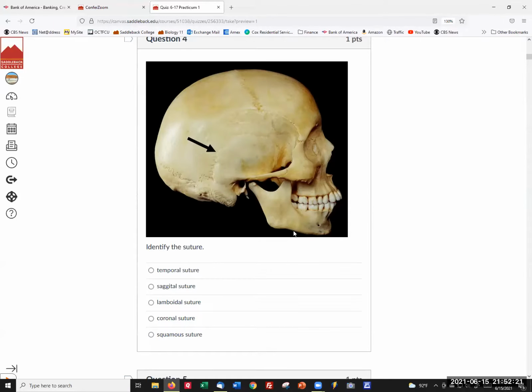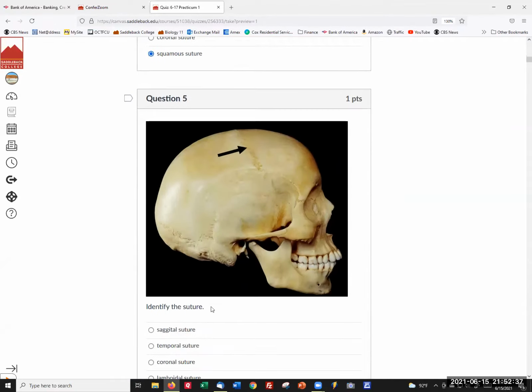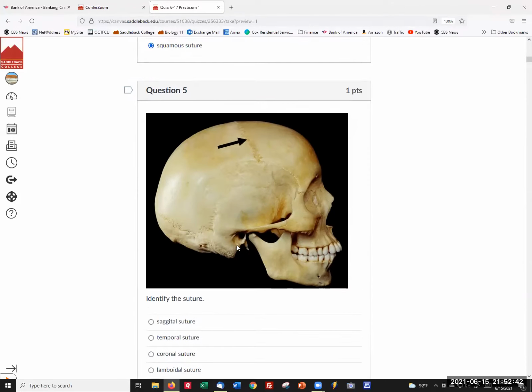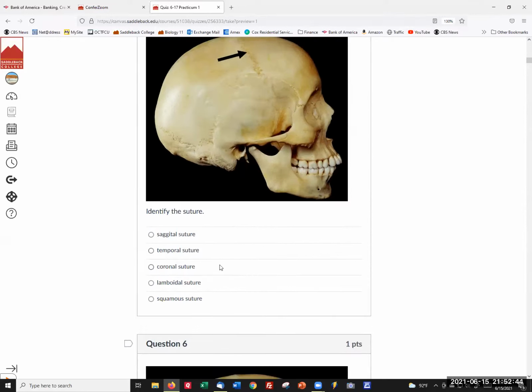Now we want to know, identify the suture. And it wants this suture here. Squamous. Okay, looking at the possible answers, there you go. What's this suture here? Coronal. Did you guys say frontal? Coronal, that's it. Frontal wasn't there, so it couldn't be that one.